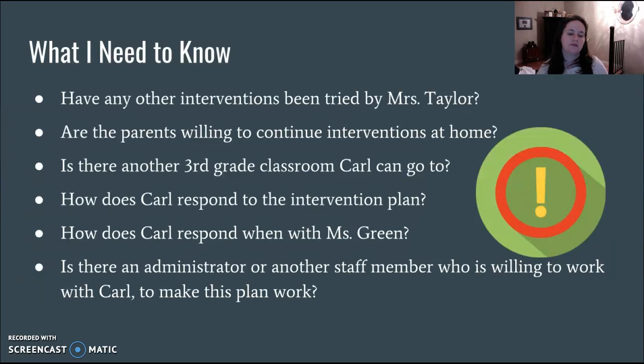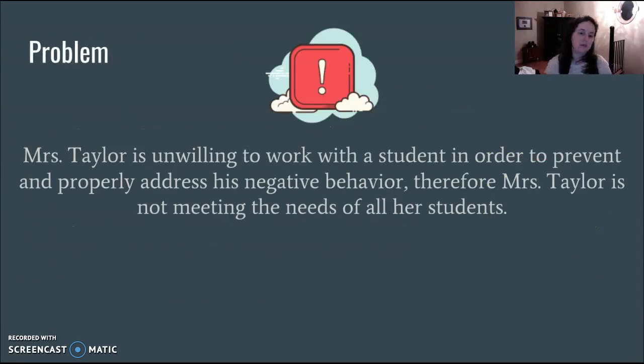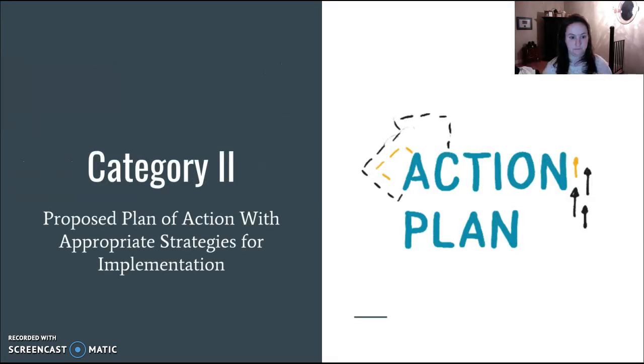Also, is there an administrator or another staff member who's willing to work with Carl in order to put this plan into place and make sure that it does work for the student? The problem as I see it is that Mrs. Taylor is unwilling to work with the student in order to prevent and properly address his negative behavior. Therefore, Mrs. Taylor is not meeting the needs of all of her students.